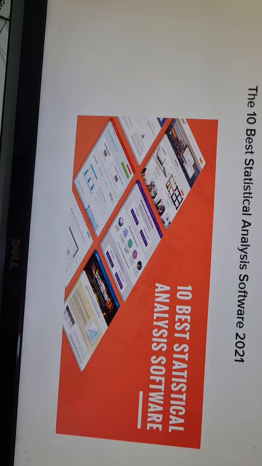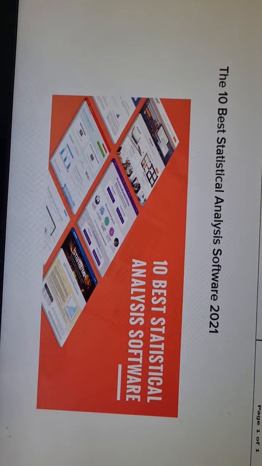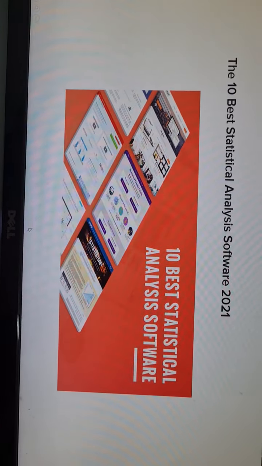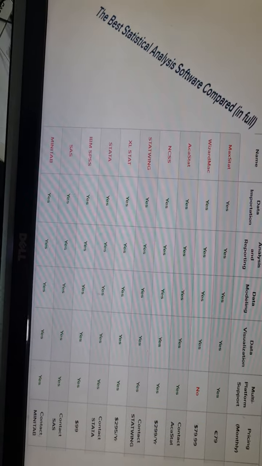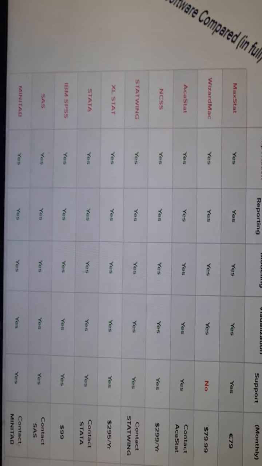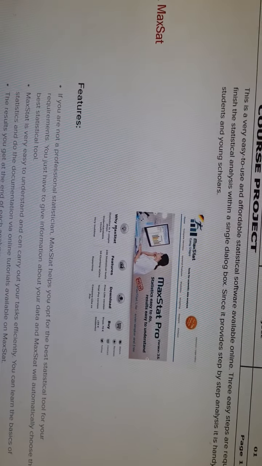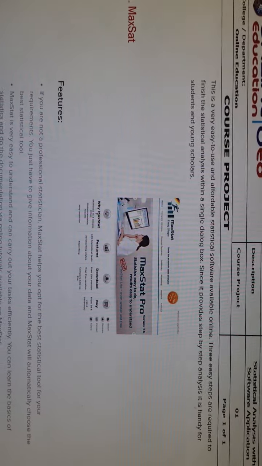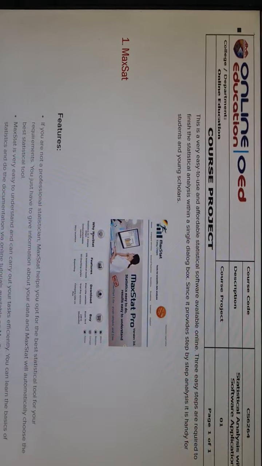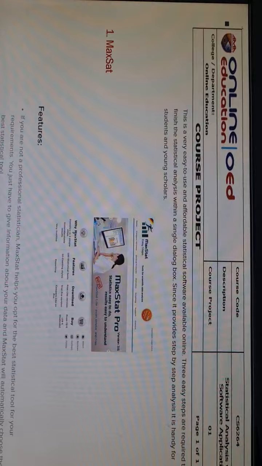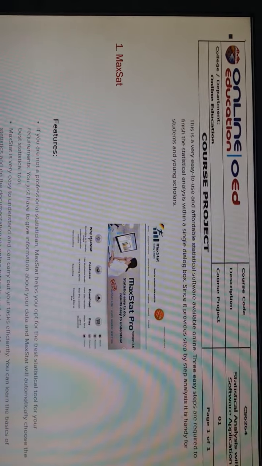Okay, in this discussion, I added the 10 best statistical analysis software for 2021, which are actually available in the market. So we have the MaxStat. These are the data here, and I will show you the definitions. The MaxStat is a very easy to use and affordable statistics software available online. Three easy steps are required to finish the statistical analysis within a single dialog box, since it provides step-by-step analysis and is handy for students and young scholars.